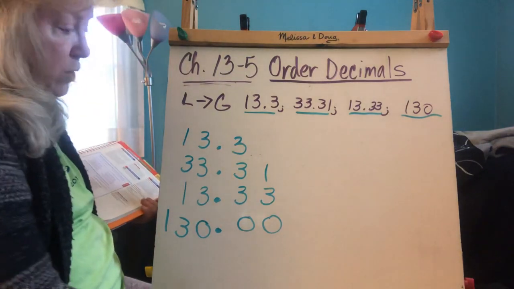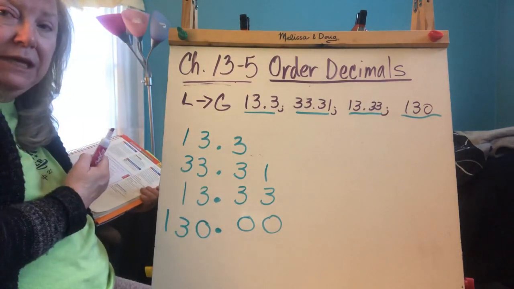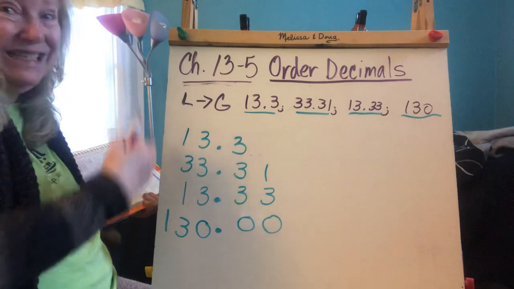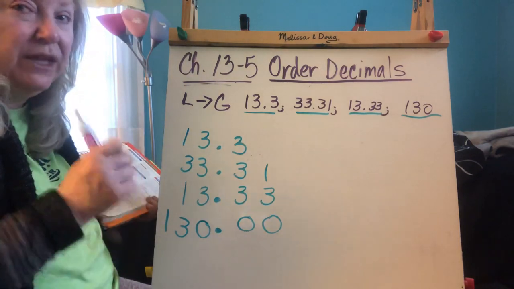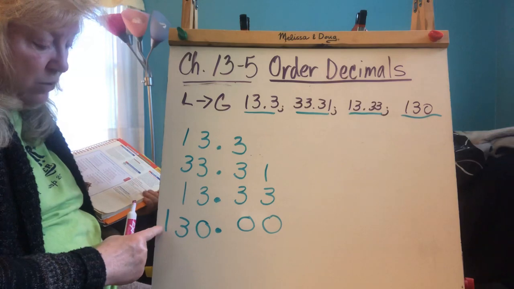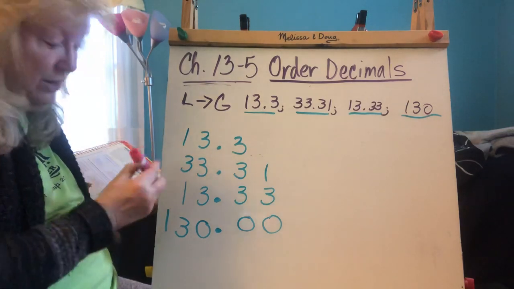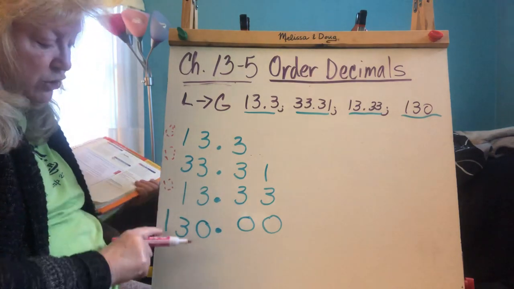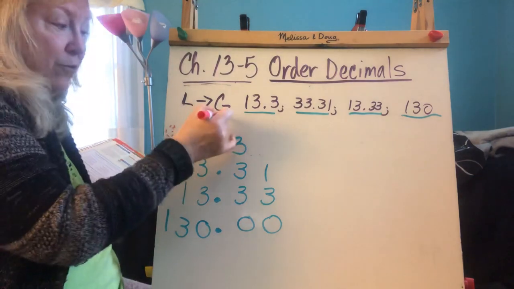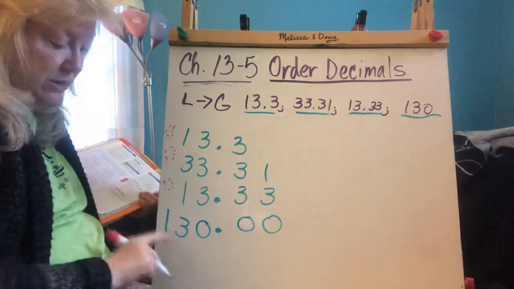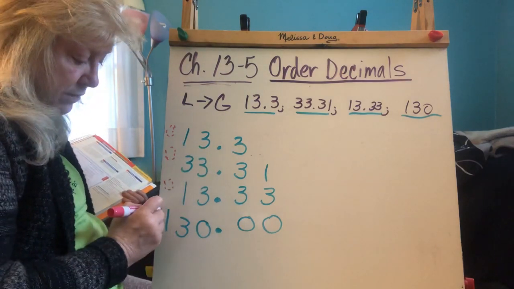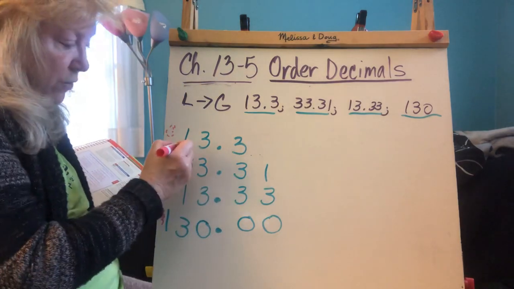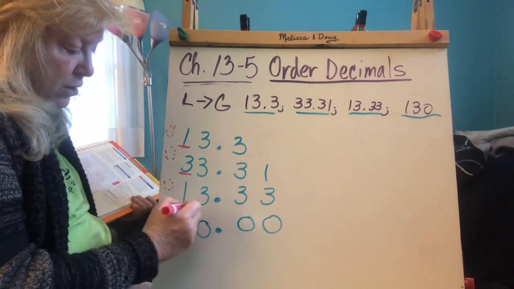Alrighty. So now I'm going to start in my greatest place and I'm going to compare the digits. Now my greatest place this time is hundreds, the regular hundreds column. So I have a one, and I have nothing, nothing, and nothing, which are really the same things as having imaginary zeros, right? Okay, so I know it's not going to be this one because I'm not going from greatest to least. I'm going from least to greatest. So this one is going to be, we know right away, the fourth one.